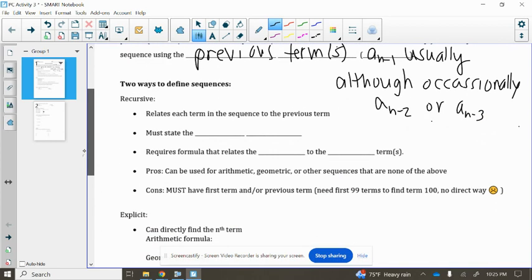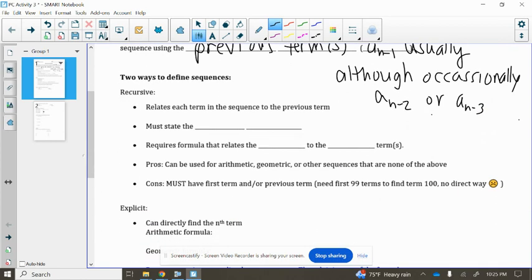Now, when we write the recursive formula, okay, again, it has to relate to the previous term. So you must state each time the first term, all right, or your initial term in which you are starting your sequence off with. This requires our formula then to also state what's happening. So to get our current term, what is happening to our previous term or terms.